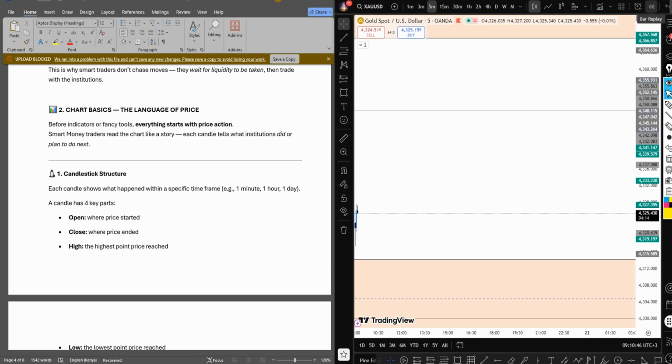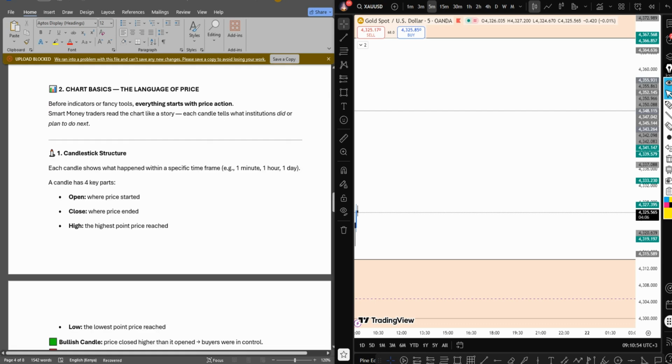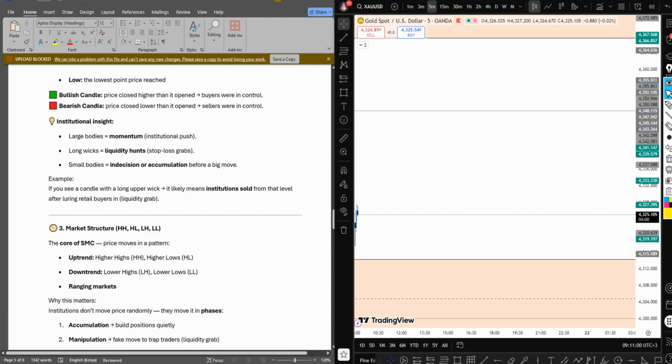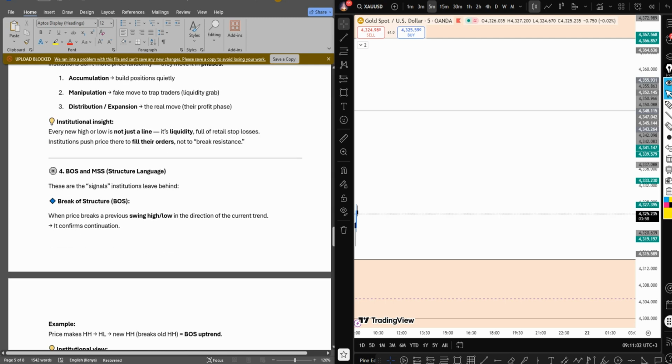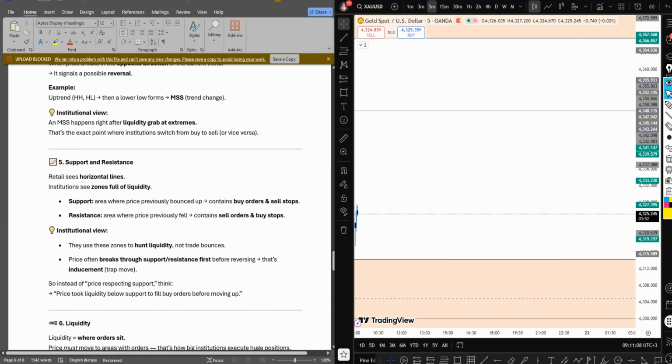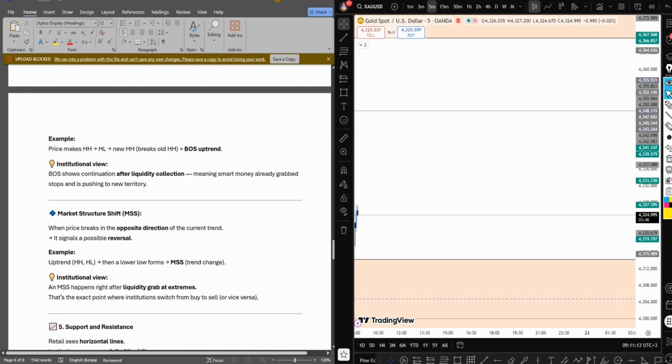Hello everyone. So in today's lesson, we're going to learn about the chart basics. We're going to learn about candlestick structure. We're going to learn about higher highs, higher lows, market trends. We're going to learn about accumulation, manipulation, distribution, record structure, and market structure shift, and identifying valid support and resistance zone.